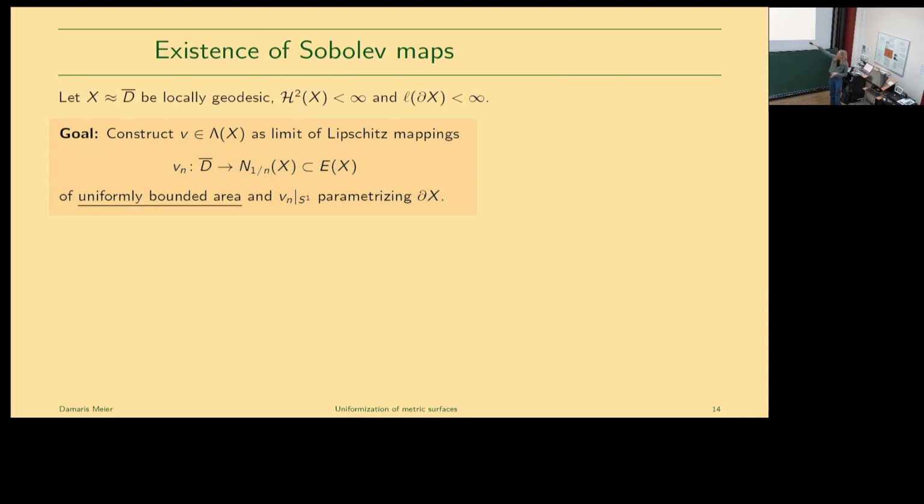And we also want that when we restrict them to S1, they parametrize the boundary of X. So that's the goal. Is it clear? So in the limit, it will be the map that we are looking for. So this Vn, it really parameterizes the boundary, not only almost parameterizes. Yes, it parameterizes the boundary. But then in the limit, you get that it's not anymore.